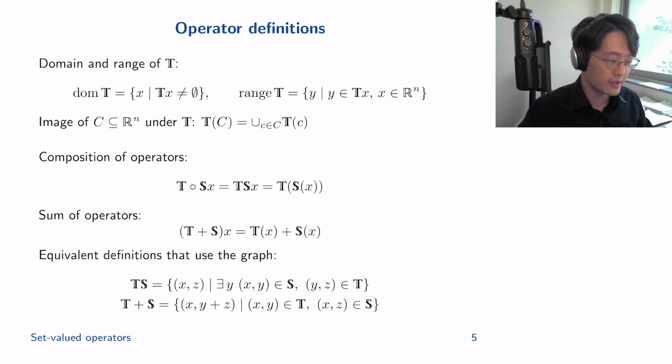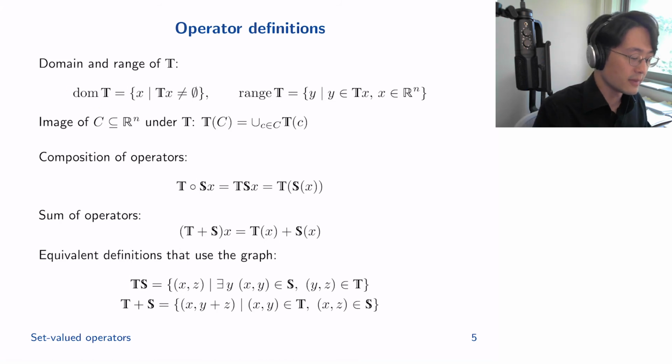Let's make some further definitions. So the domain of a set-valued operator is written as dom T. It's defined as the input x's such that the output of the operator is non-empty. The range of the operator T is the set of outputs, and the output is defined as a vector within the output set of the operator for all inputs x.